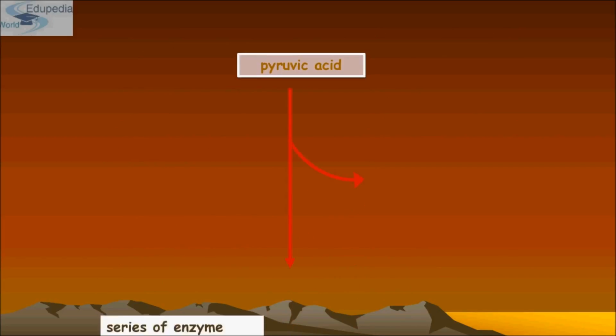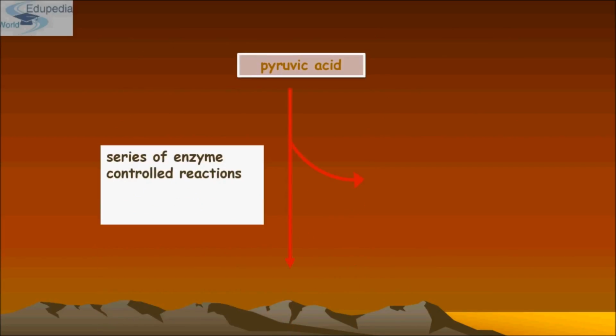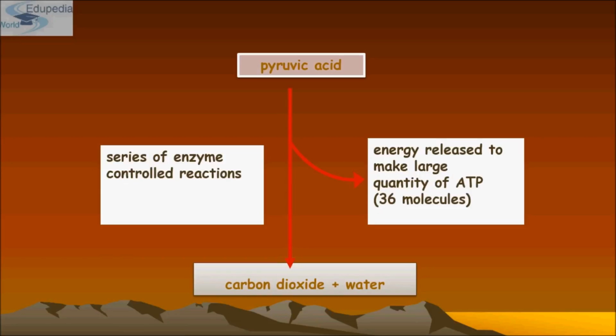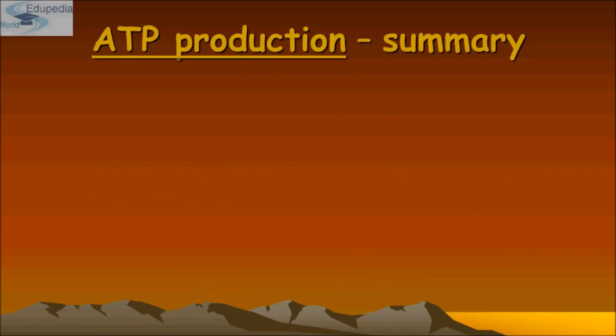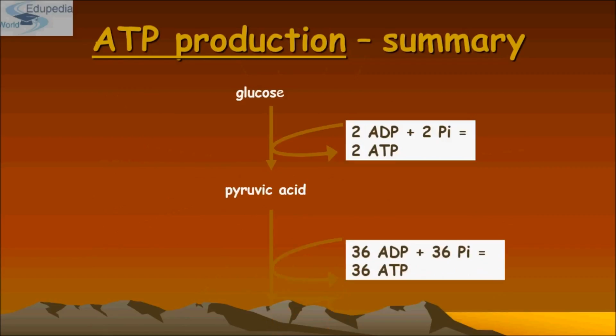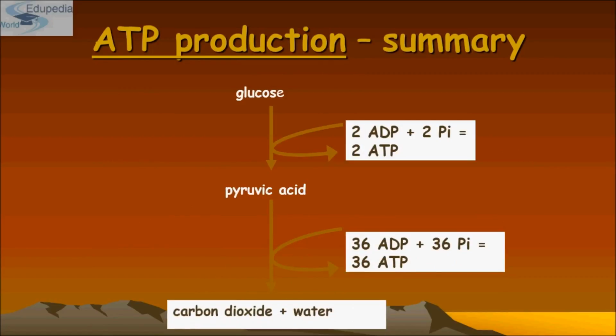So the pyruvic acid, of course, through a series of enzyme controlled reactions, gets converted into carbon dioxide and water. The energy released makes a large quantity of ATP, around 36 molecules. Now is the summary. Glucose gets converted into pyruvic acid, and the pyruvic acid gets converted into carbon dioxide and water. 2 ATP are released when the glucose gets converted into pyruvic acid, and around 36 ATP are released when the pyruvic acid gets converted into carbon dioxide and water.